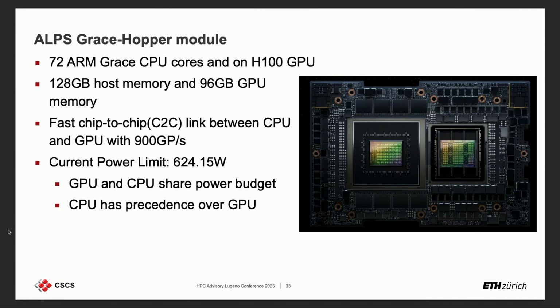So what is the Alps Grace Hopper module? There are 72 ARM Grace Hopper CPU cores and 1 H100 GPU.